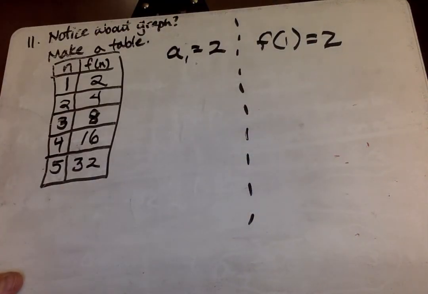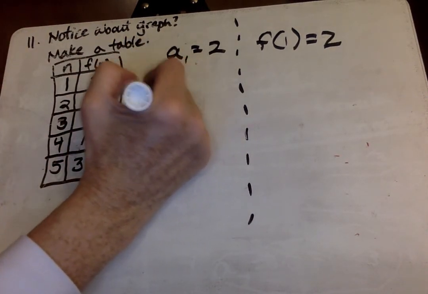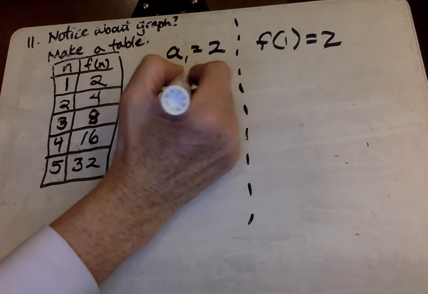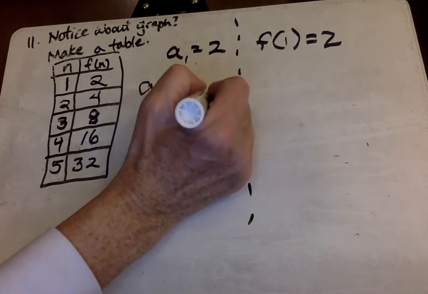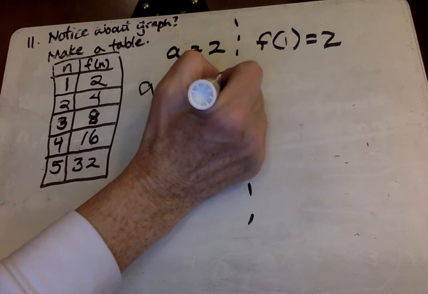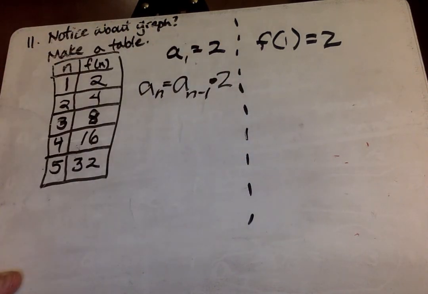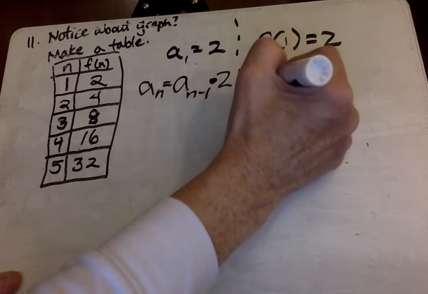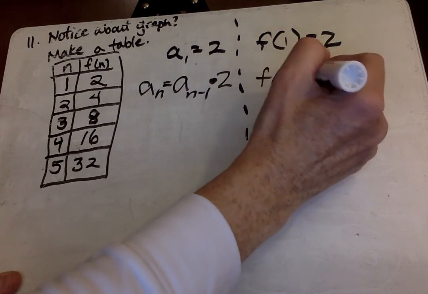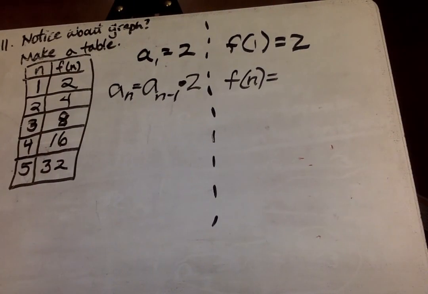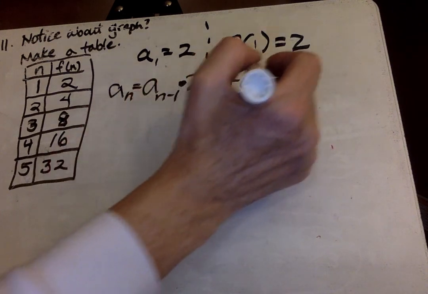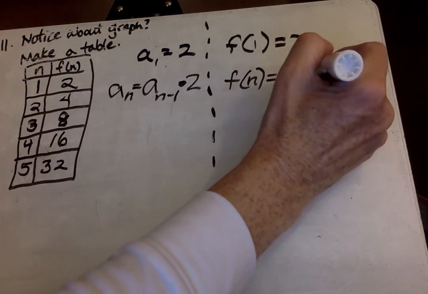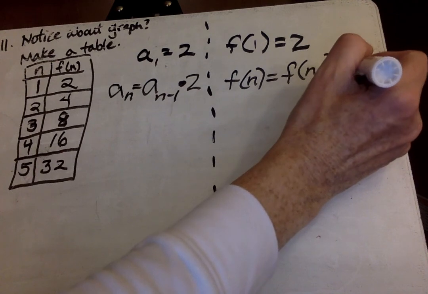Okay, so then I say a_n equals a_(n-1) times 2. And that's our recursive formula in sequence notation. For function notation, I'm going to put f of n equals, and I might need to move it here, f of n minus 1 times by 2.